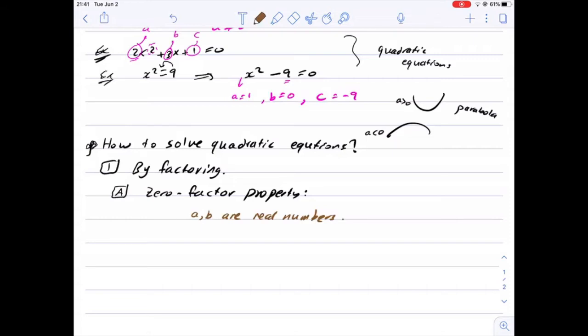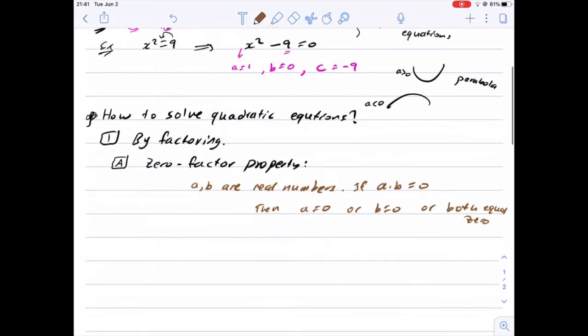Then if a times b equals 0, if the product is 0, then either a equals 0 or b equals 0, or both of them equal 0. And this is a very important property. This is called the zero factor property.